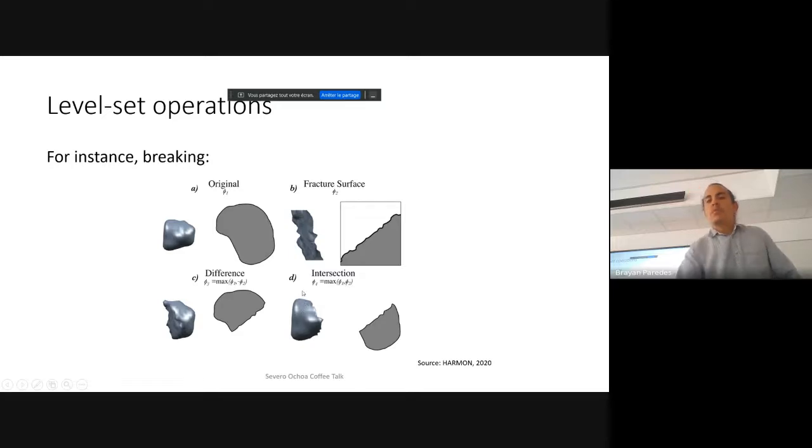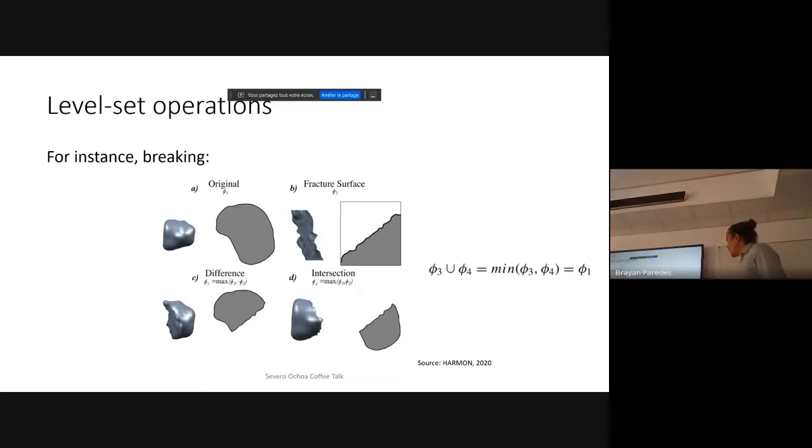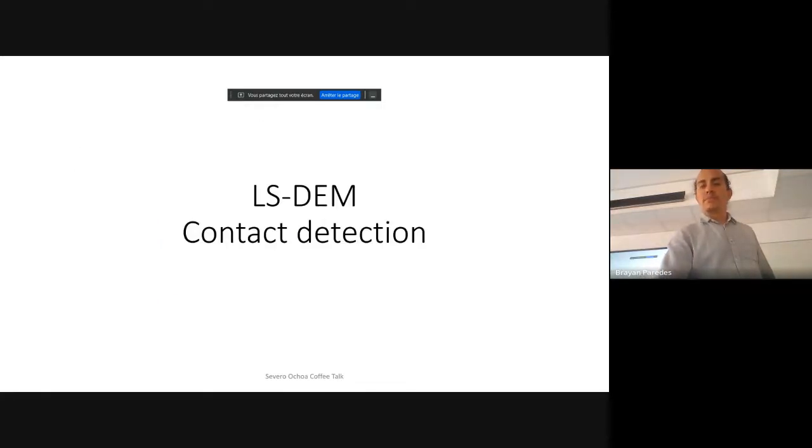So the idea is to explain that with operations like the max of the level sets, if I have two level sets, I can break in two. Or also, for instance, this is something that we will use in sintering: at some point, if they are very indented, I consider that two particles become one. So the operation that I will do is, I have the level sets of particles 3 and 4, I will perform the minimum, and the result will be a new particle level set 1. So these are some of the ideas that we will use for the sintering process.